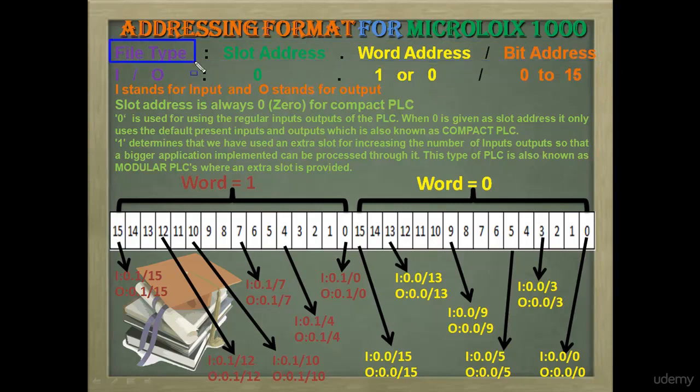File type. I is used for input addressing, whereas O is used for output addressing.